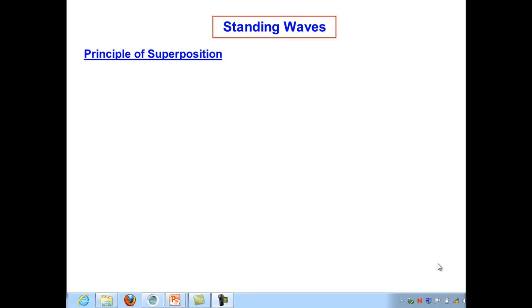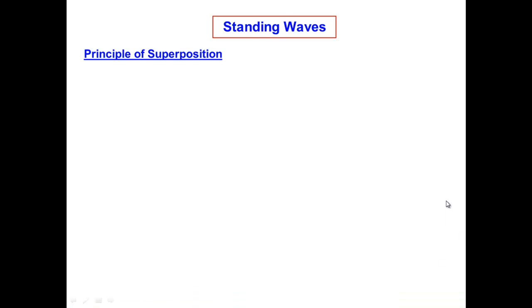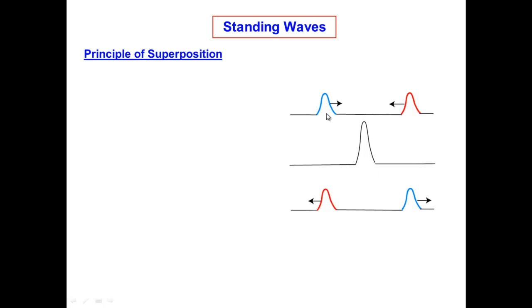superposition. The principle of superposition is based on the observation that when two or more waves pass through the same medium at the same time, the net wave disturbance is just the sum of the two individual waves. So you can see here that the two pulses traveling in opposite directions that have the same shape meet in the middle, and the net disturbance is the sum of the two, and then they continue on in the same direction they were initially traveling.